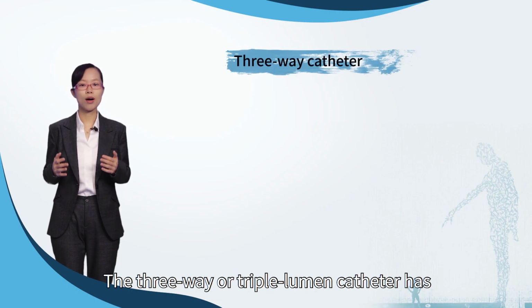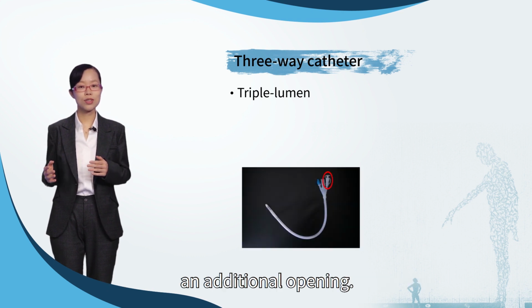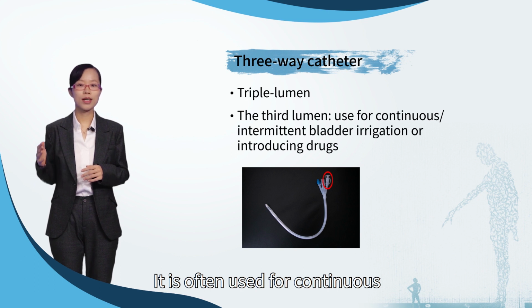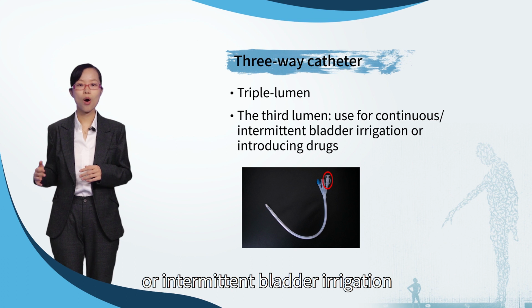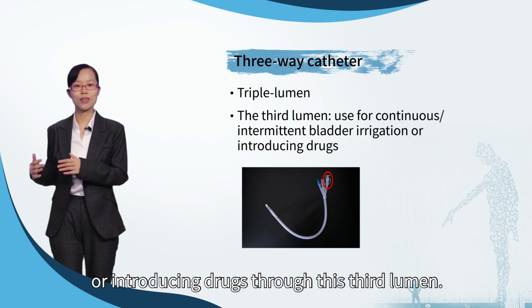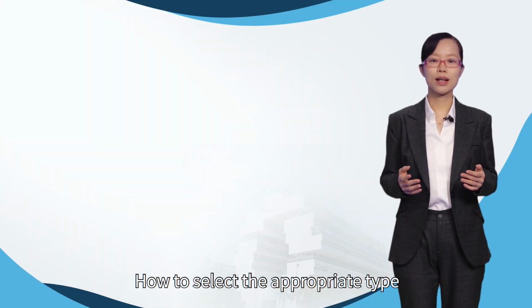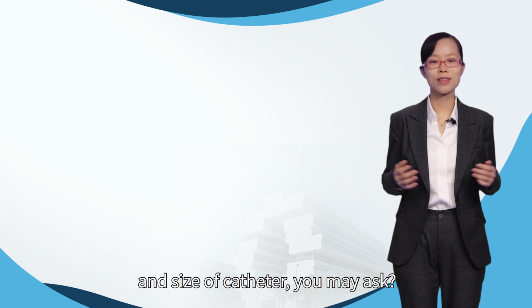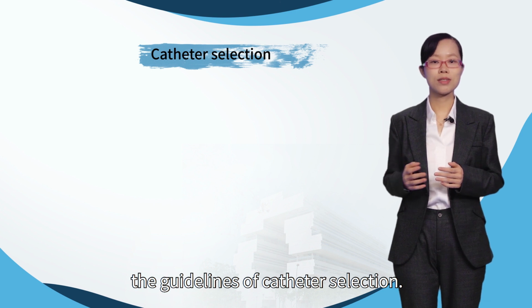The 3-way or triple lumen catheter has an additional opening. It is often used for continuous or intermittent bladder irrigation or introducing drugs through this 3rd lumen. How to select the appropriate type and size of catheter, you may ask? Let's go through the guidelines of catheter selection.